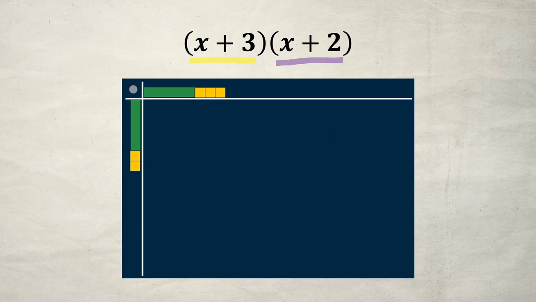If we look at the top part here, we can see we have 1 x for our algebra tile, and then we have 3 yellow squares. Those represent 3. So our first binomial is on the top there. And along the side here, we have x plus 2. That's our second binomial.